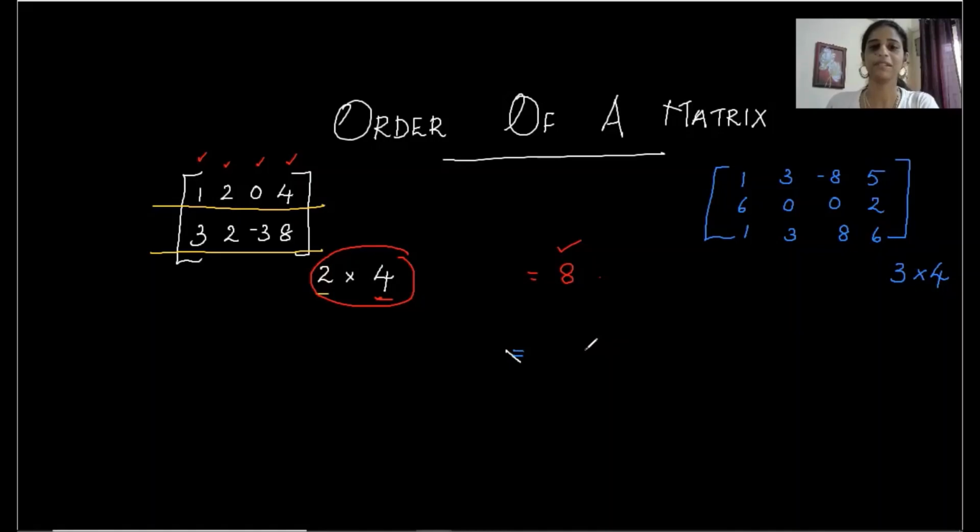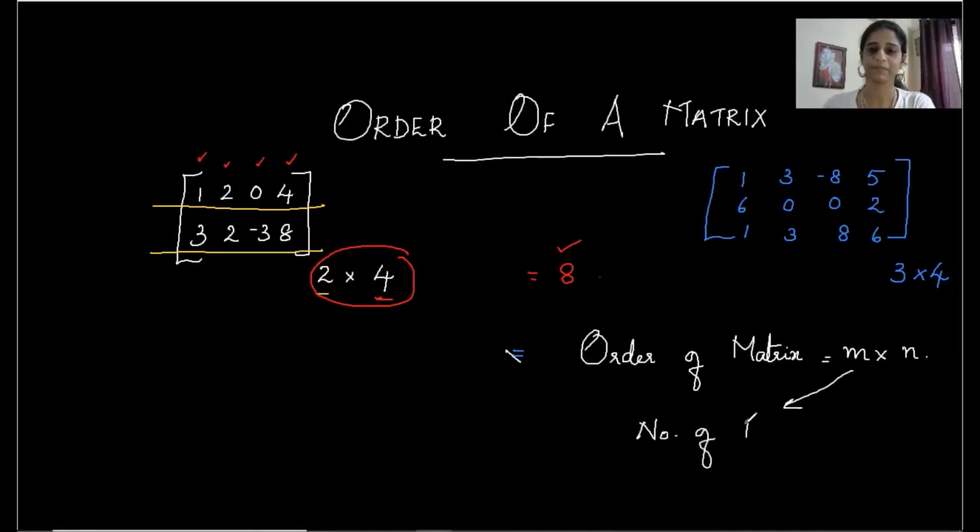Symbolically, we can represent the order of a matrix as M by N, where M is the total number of rows of this matrix and N is the total number of columns of this matrix.